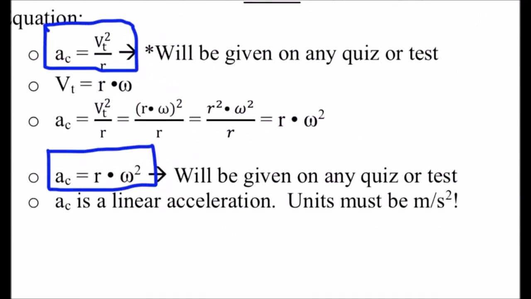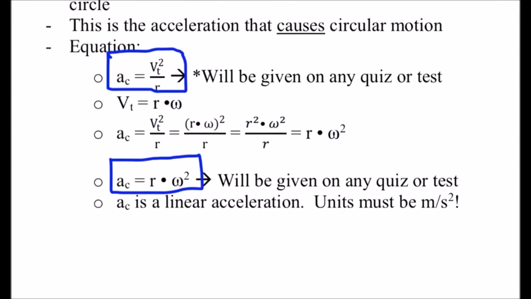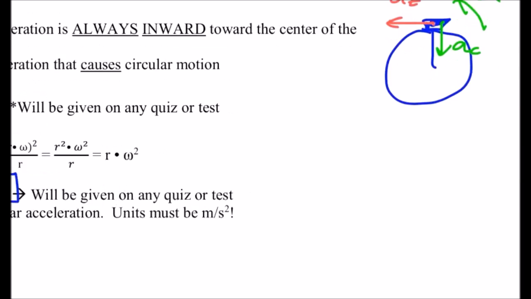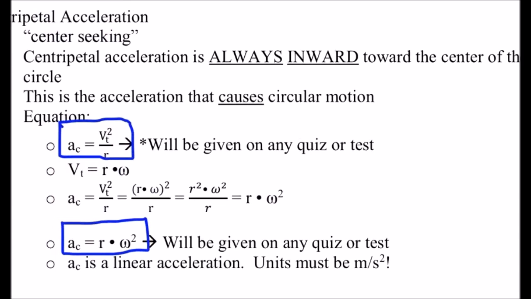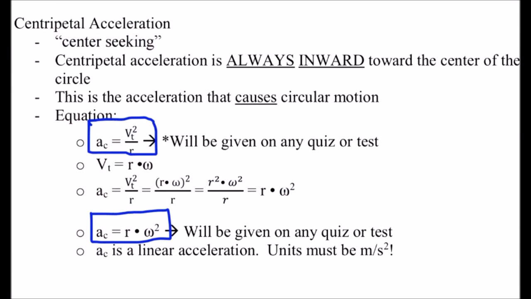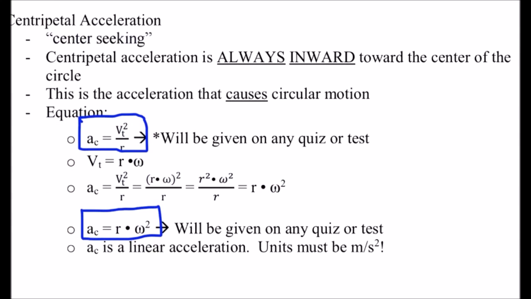Centripetal acceleration is also a linear acceleration. As you can see in our picture over here, it's a straight line, okay? It's moving in a straight line towards the center of the circle. Since it's a linear acceleration, the units are going to be the units for linear acceleration, meters per second squared. Everybody cool with all of that stuff? All right. Super cool. It's so cool.